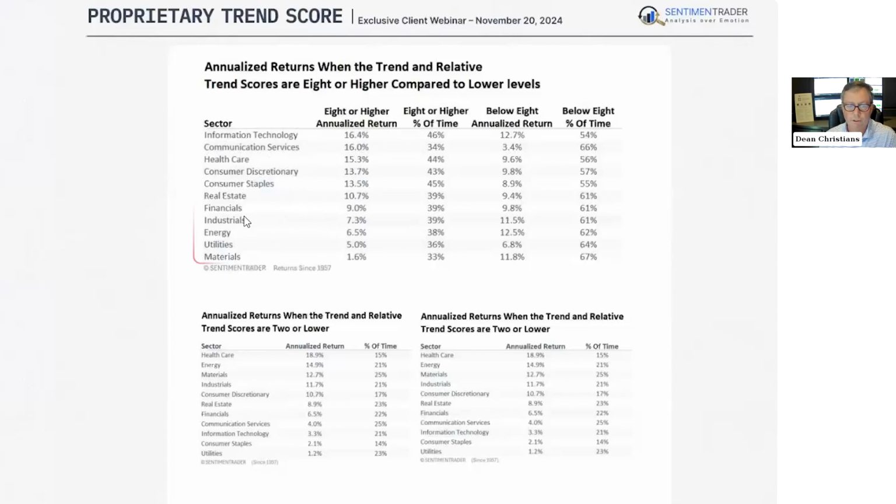And if you scroll down, what you see here is these value, more cyclical oriented sectors have a lower score. So what does that mean? Well, what that means is they don't do well once they get up to a score of 8 or higher. What that means is these sectors are predominantly better for mean reversion, okay?